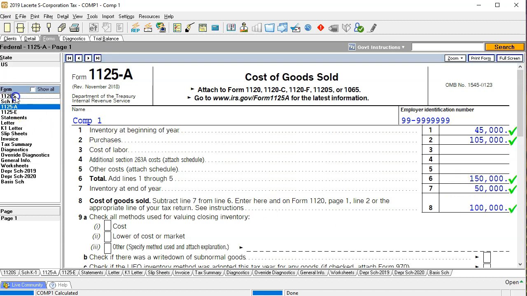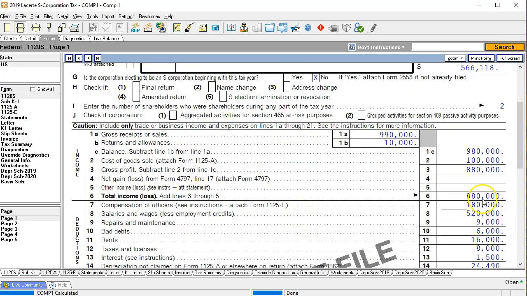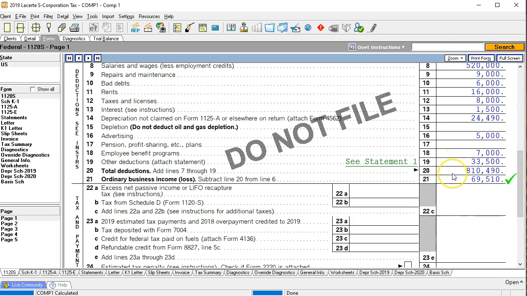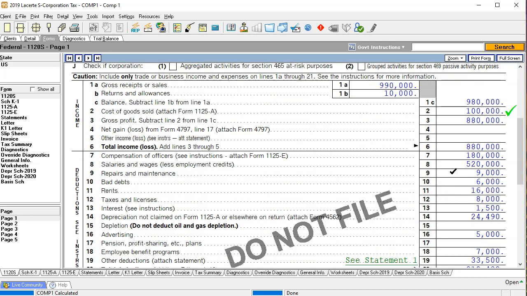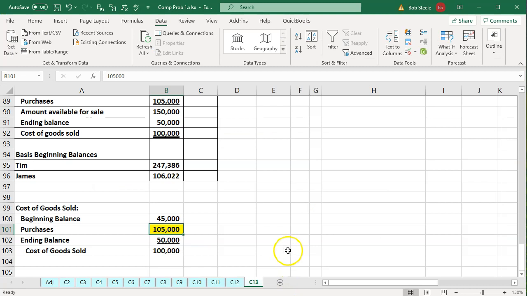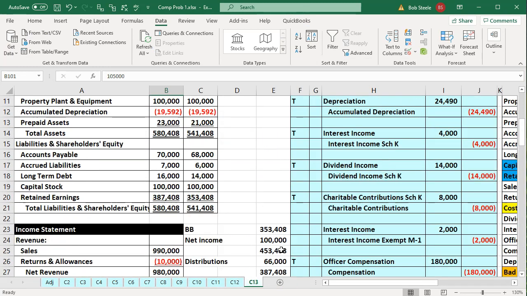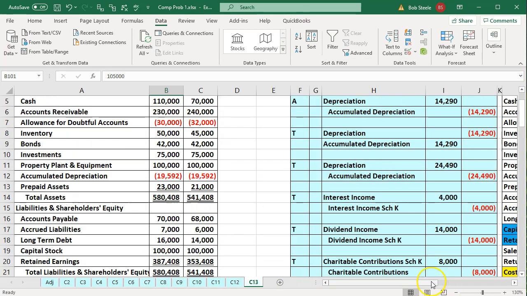That still pulls over to page 1 of the 1120S. So there it is. So no change to the bottom line, the 69,510. We're just giving the more detail that's going to be on Schedule K1, the cost of goods sold calculations. Everything else remains the same. We don't need any journal entry or any adjustment to our numbers over here. So that all looks good.